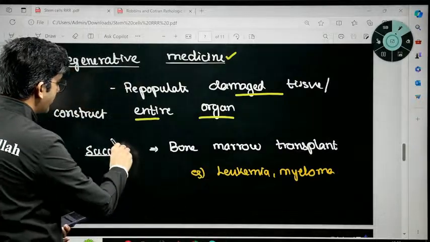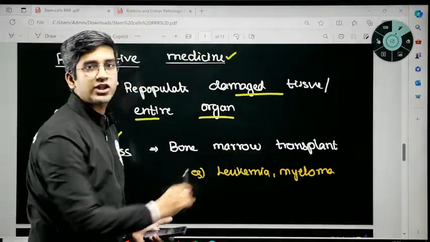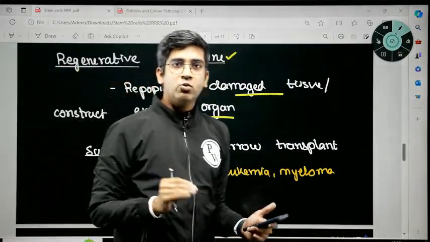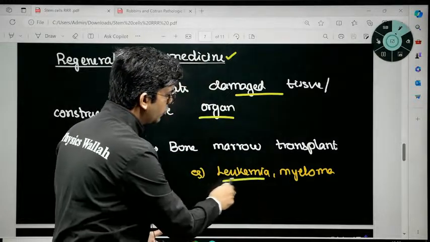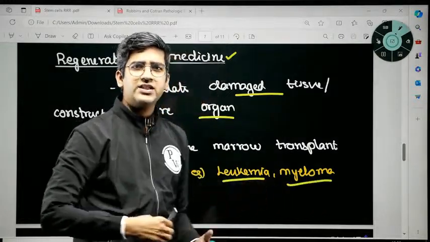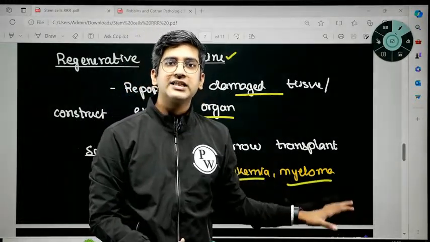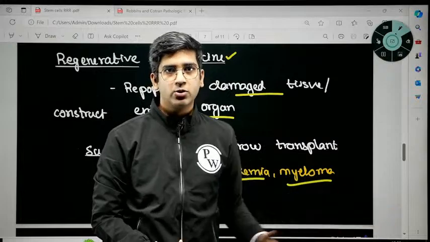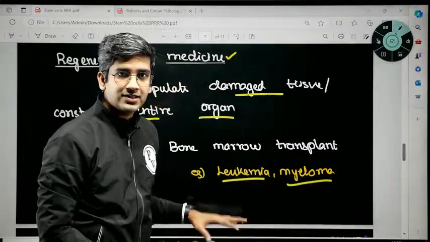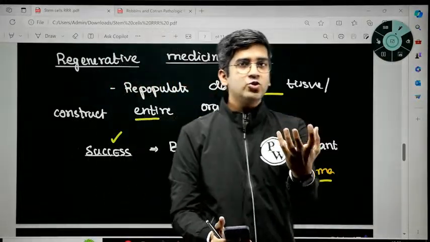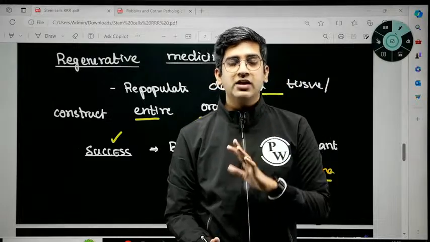So now, one of the successes which I've got is bone marrow transplant. What I do primarily in bone marrow transplant is, especially in a patient with leukemia or myeloma. These are two places where it's commonly done. Myeloma is a cancer of plasma cells. You must have heard about plasma cells, right? So in these cancers, what I do is, let's assume there's a patient with multiple myeloma or a leukemia coming to the doctor.